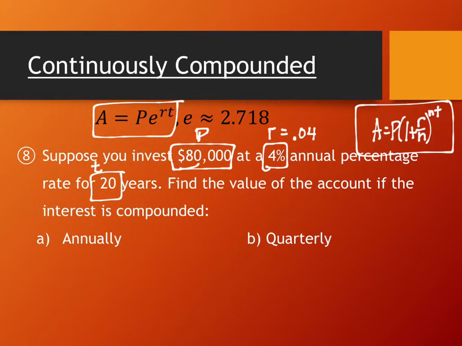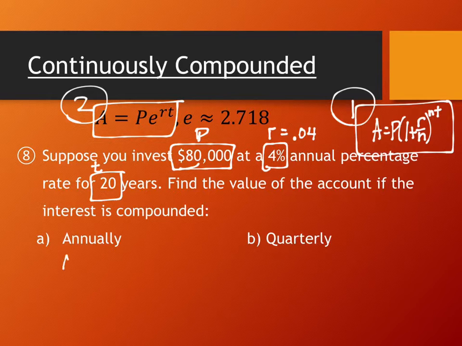Let me number them. We'll call this equation 1 since it was on the first slide, and we'll call this one equation 2 since we put it on the second slide. Which of those 2 equations should we be using if it's annually compounded? 1. Okay, so every single time we're going to be using equation 1 unless it says continually. If it doesn't say continually, it's equation 1.